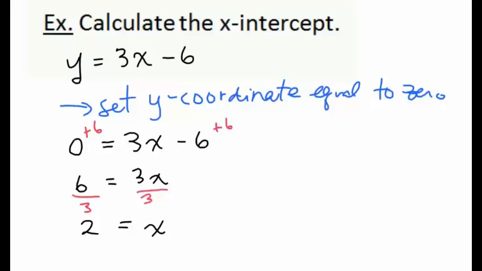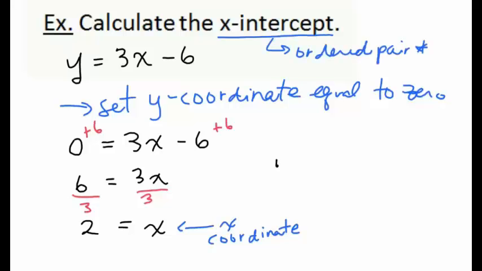Now be careful, the x-intercept is not x equals 2. That's the x-coordinate. The x-intercept is an ordered pair. So in our question, we might finish by stating that the x-intercept is the point (2, 0).